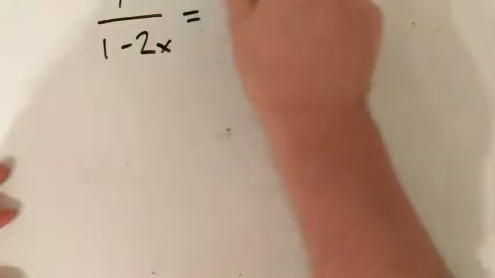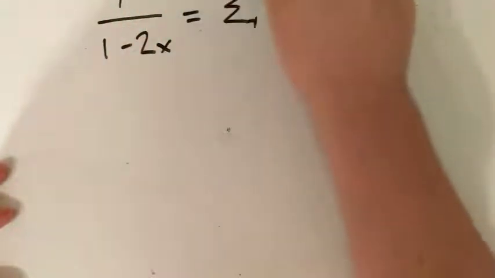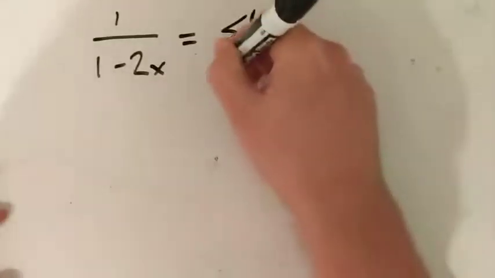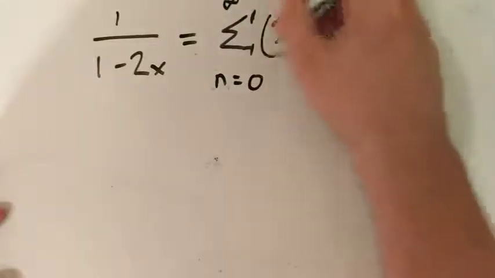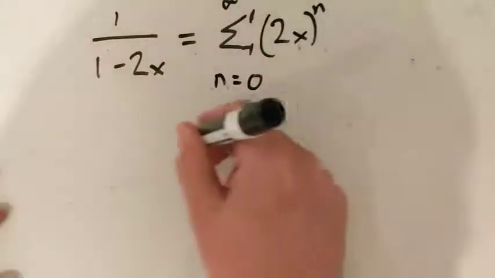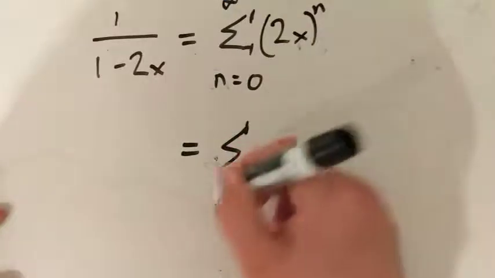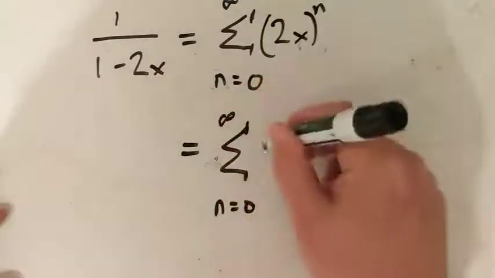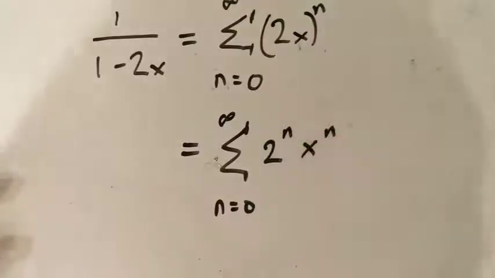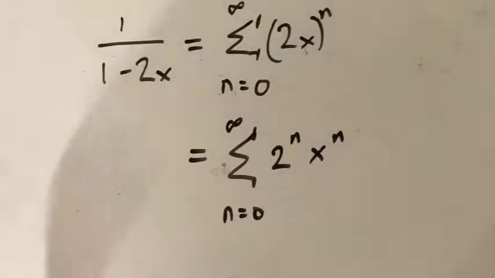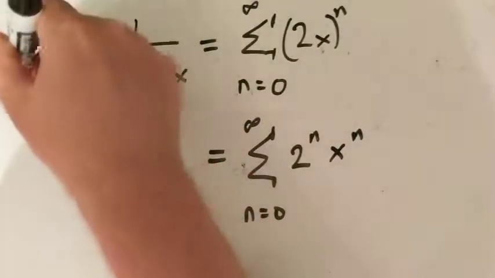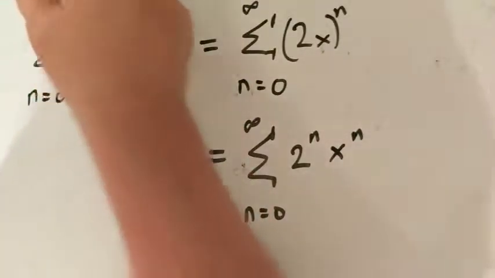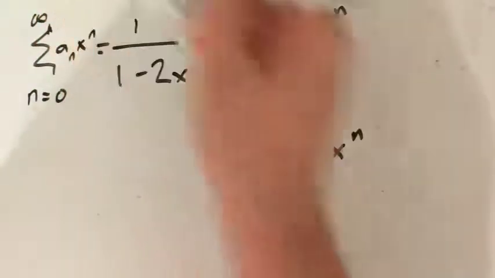So we can take this and we can play pattern matching. 1 over 1 minus 2x is equal to the sum from n equals 0 to infinity of (2x) to the n, which is the same thing as the sum from n equals 0 to infinity 2 to the n x to the n. Now remember, we started out this whole discussion by saying that's the same thing as the sum from n equals 0 to infinity a sub n x to the n.